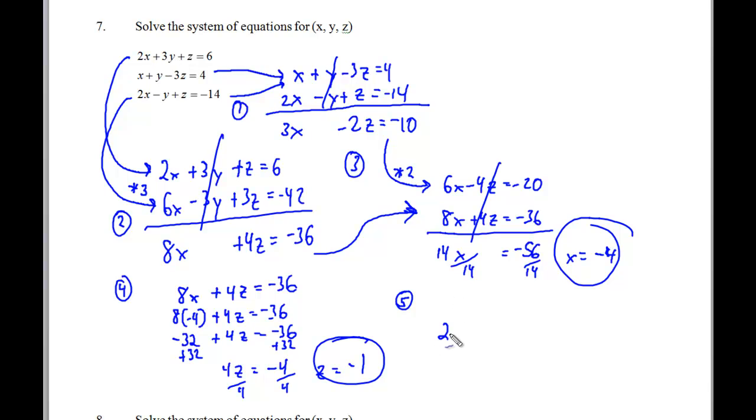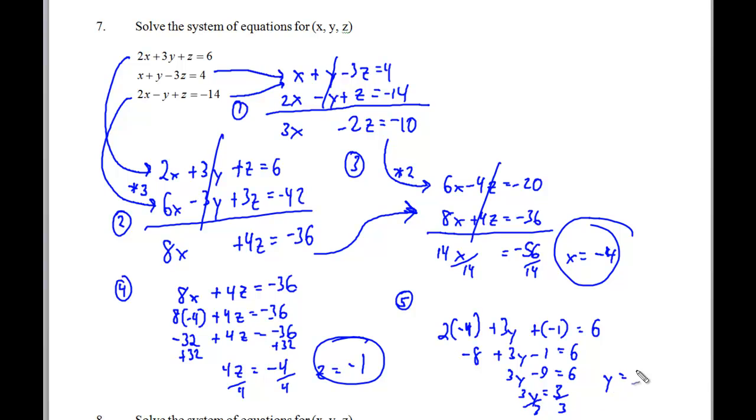So we're going to go 2 times negative 4 plus 3y plus negative 1 for the z equals 6. Do some simplification. Negative 8 plus 3y minus 1 equals 6. Move the negative 1 and the 8 together, so 3y minus 9 equals 6. Move the 9 to the other side. 3y is equal to 3. Divide both sides by 3. Y is equal to 1.